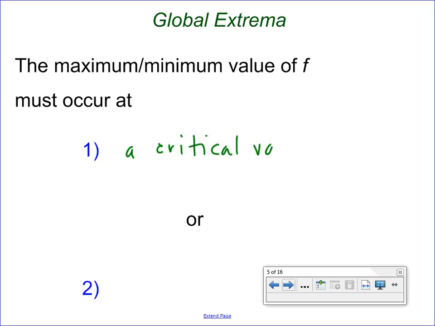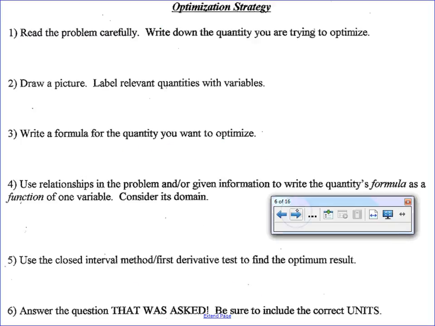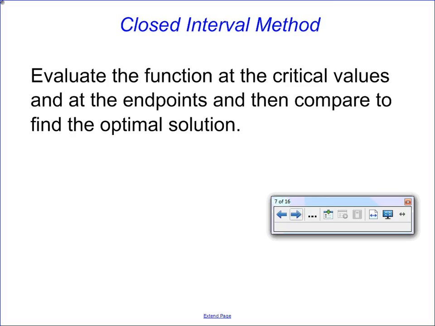Remember, a critical value of my original function f is where f prime equals 0 or is undefined. Or, Courtney, at an endpoint. Thanks, ladies. For that reason, the closed interval method can be useful for us by comparing the original function values at the endpoints and at the critical values. We can then select the optimal solution. That could be a max or a min. So with the closed interval method, we evaluate the function at the critical values and at the endpoints, and then compare to find the optimal solution.